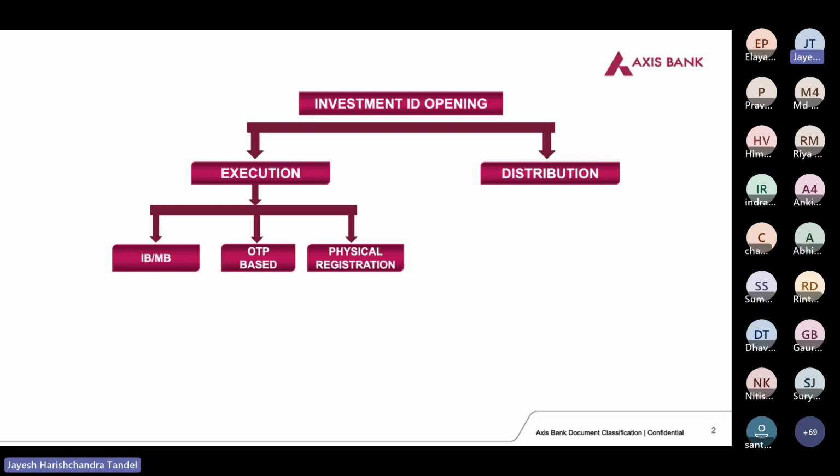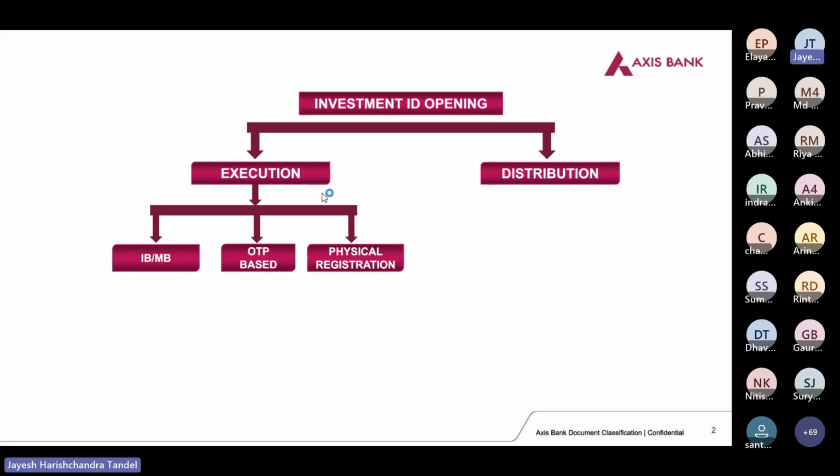First of all, we'll see the investment ID opening process. There are two modes to open an investment account. One is distribution mode, and second is execution mode. Distribution mode is offline mode, where you generate the application form from the IPS system and submit physical documents to the AMC by taking the customer's signature on the application form, and check details, investment details, and submit to your local AMC.